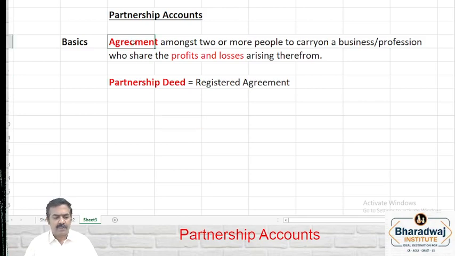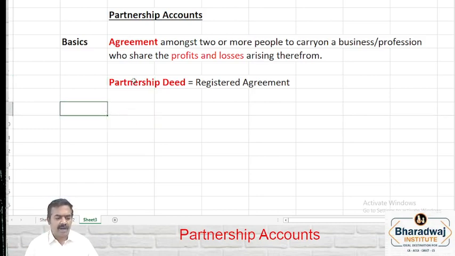Suppose you just sign the agreement and keep it in your drawer, you don't register it, what will happen? You cannot go to the court of law if there is a dispute between partners. If there is a dispute, can you solve it? No, court will not consider the agreement. Only when it is registered is it called a partnership deed, a registered agreement, legally enforceable.